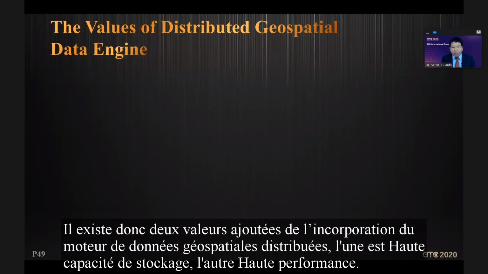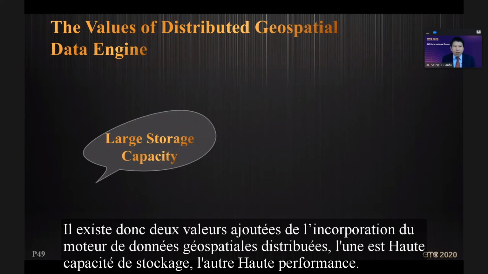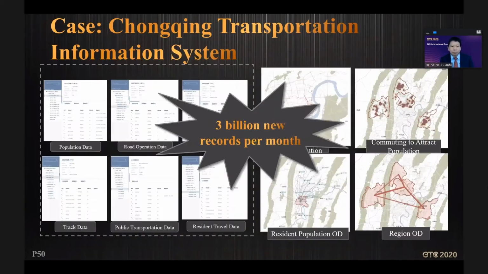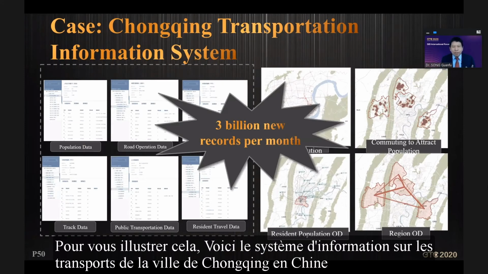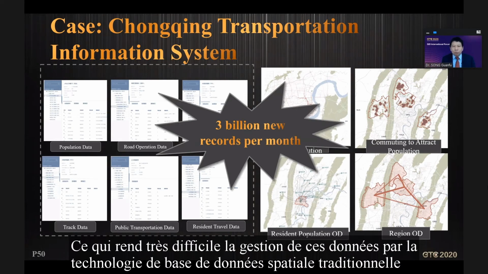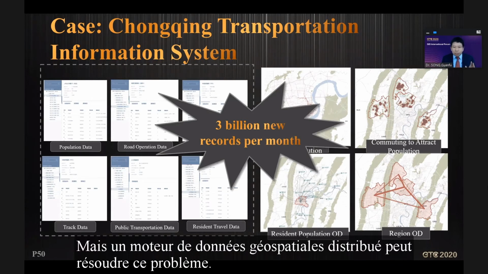There are 2 values of distributed geospatial data engine. One is large storage capacity. Another is high performance. This is the transportation information system of Chongqing city in China. There are 3 billion records of new data every month. It's very hard to manage by a traditional spatial database engine, but the distributed geospatial data engine can solve this problem.